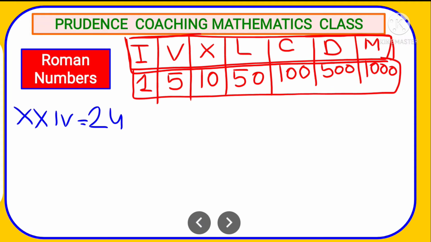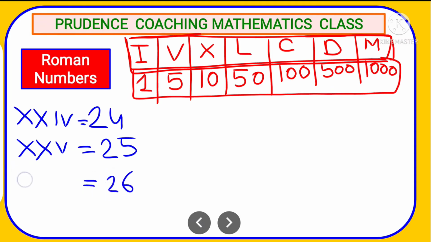So this is 24. How are you going to write 25 here? First you are going to write 20 that is X plus X. 20 plus 5 that is 25. So 10 plus 10 is 20 plus 5 is 25. Next how are you going to write 26? First you are going to write 20 then 6. So this is 6. 20 plus 6 is 26.